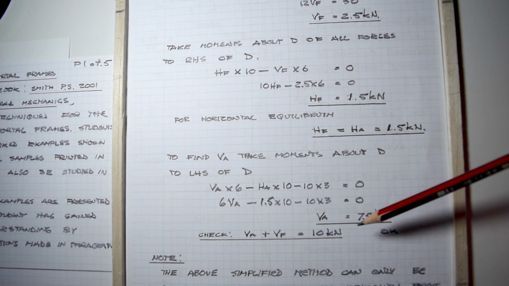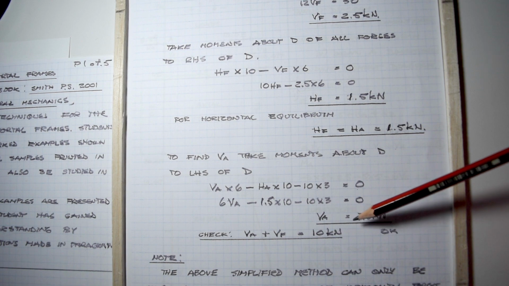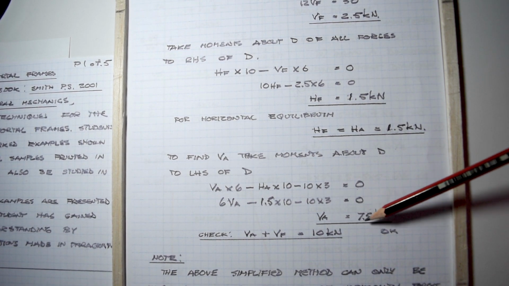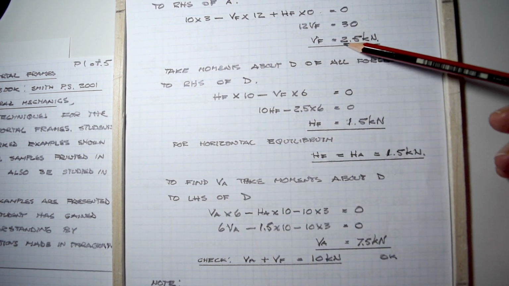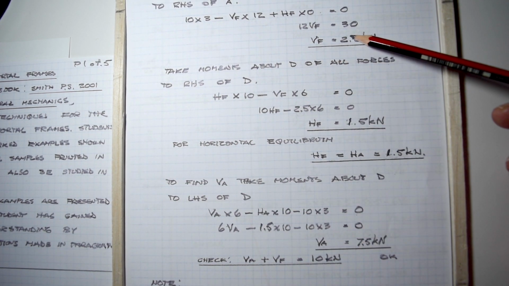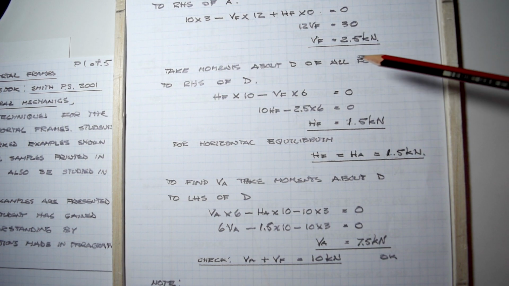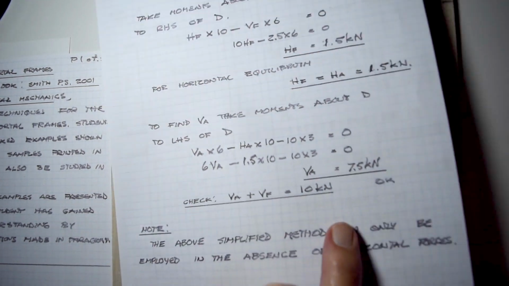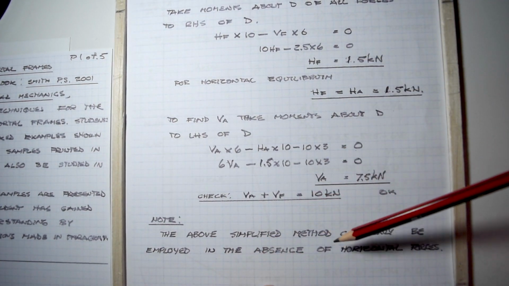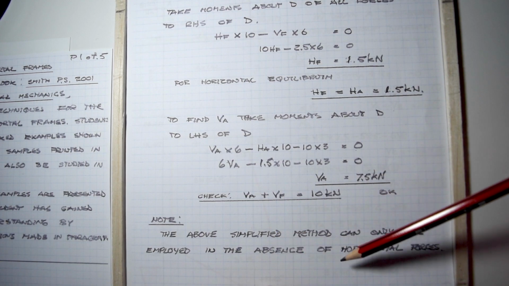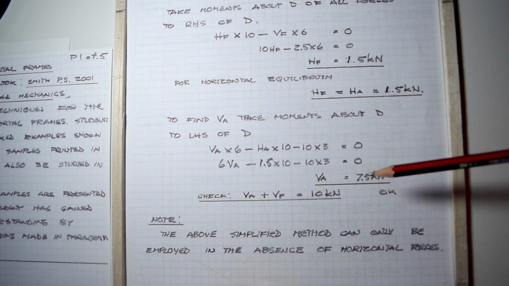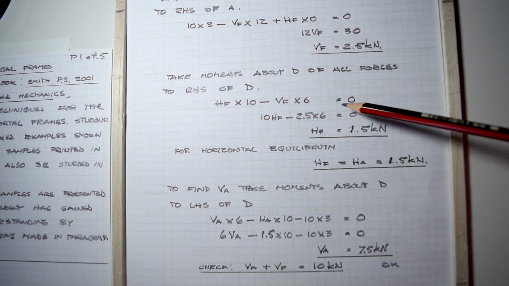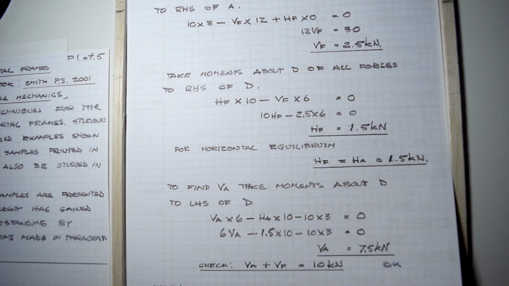Can you check it? Yes, you can. The vertical reactions must equal 10 kilonewtons because that's what your vertical down load is. So VA plus VF, 10 kilonewtons. The portal frame is in equilibrium. And I've made a little note on the bottom for you to keep in mind. The above simplified method can only be employed in the absence of horizontal forces. So as soon as you have a horizontal force, you can't simplify it in that manner. So please keep that in mind.